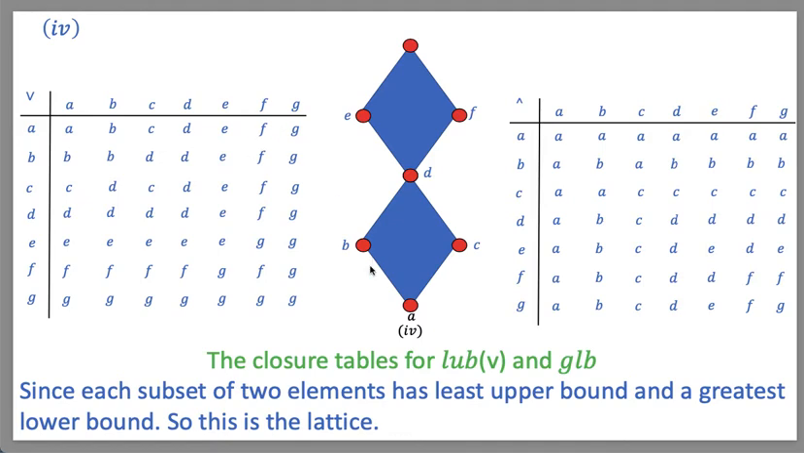So similarly we can calculate the least upper bound with B, D, C, E, F and G. Here it is G.